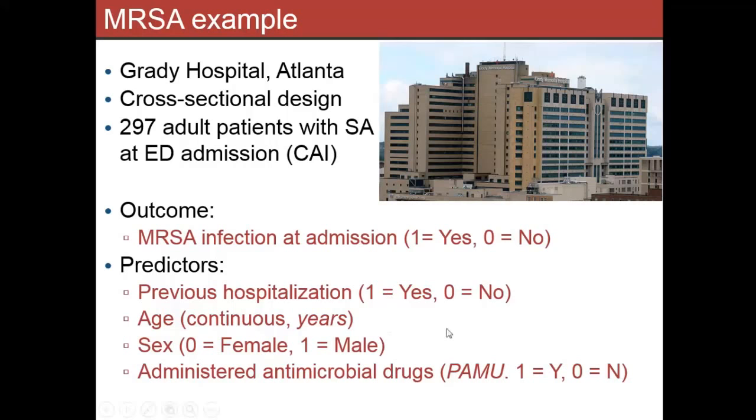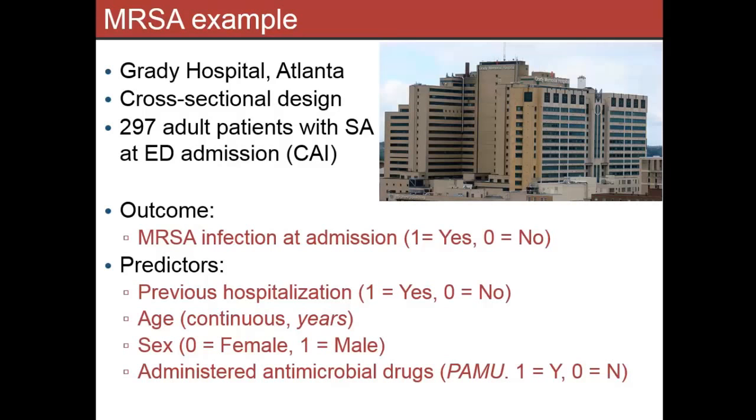And so in this example, the outcome is whether their infection is resistant. And here are some other measured predictors that might be of interest. Whether the person had a previous hospitalization, which is here dichotomized, what their age is as a continuous years variable, a dichotomous value for sex, and then whether they were recently administered antimicrobial drugs, so antibiotics, which they might develop resistance to.